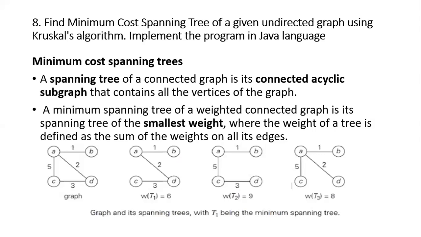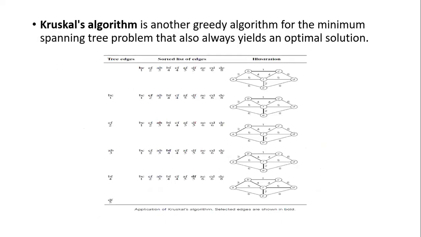A minimum spanning tree of a weighted connected graph is the spanning tree of the smallest weight, where the weight of the tree is defined as the sum of the weights of all edges. So we already know about minimum cost spanning tree. This was the example that we have studied for Kruskal's algorithm. Kruskal's algorithm employs the greedy technique to find the minimum spanning tree and yield the optimal solution.